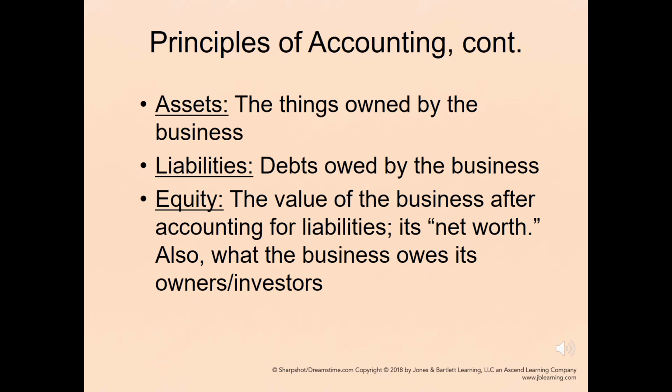Assets: the things owned by the business. Liabilities: debts owed by the business. Equity: the value of the business after accounting for liabilities. Its net worth. Also what the business owes its owners or investors.